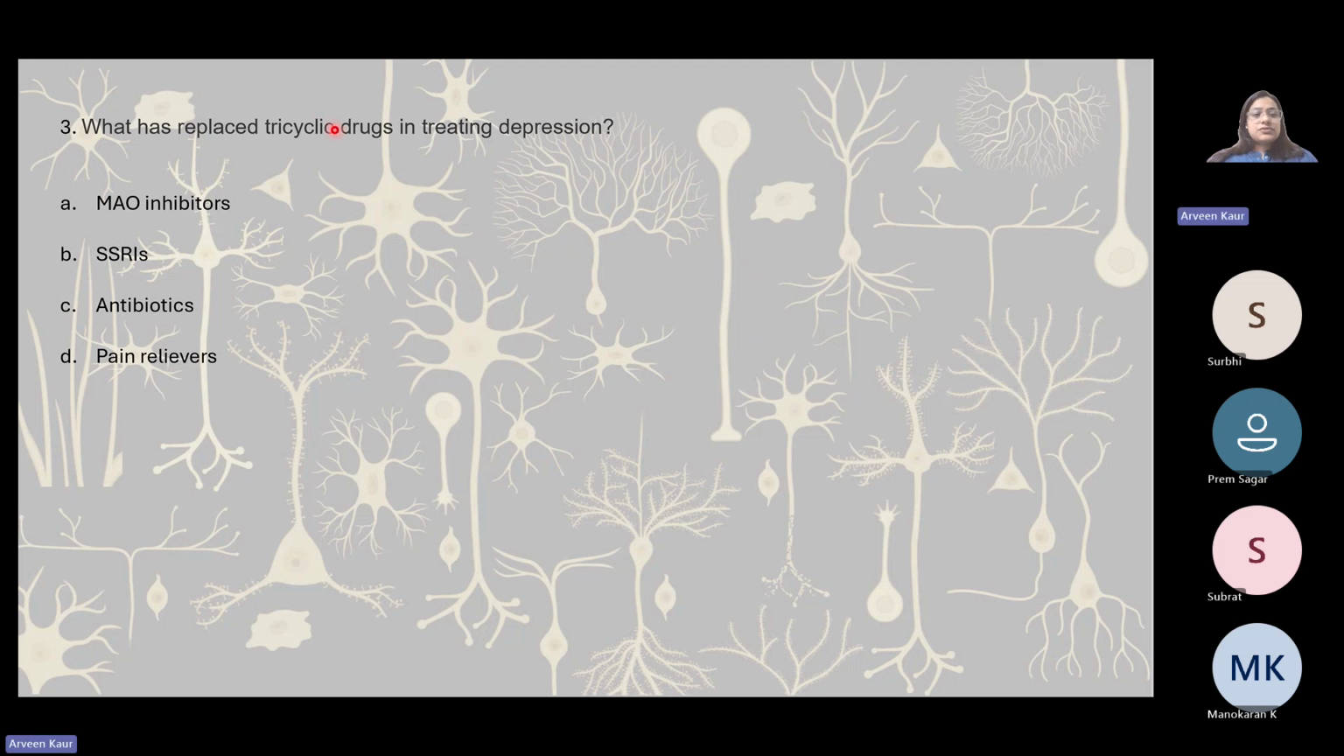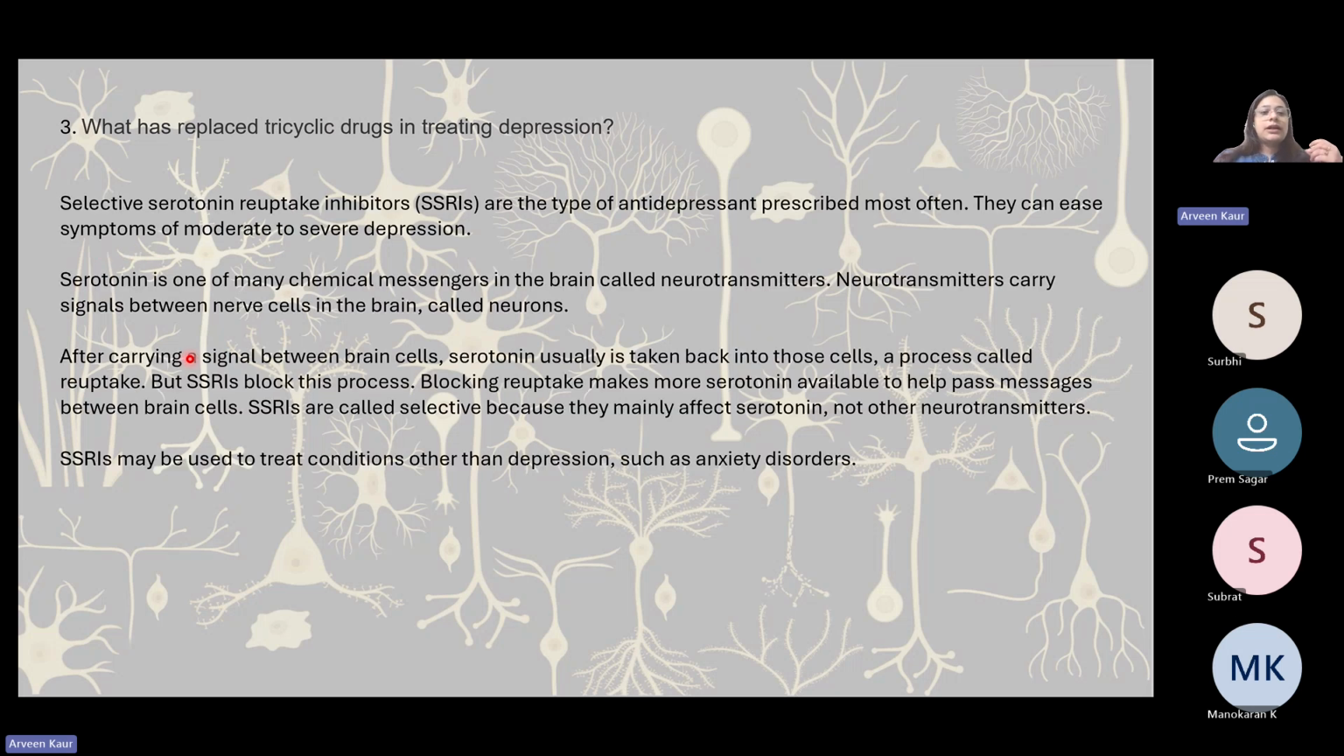What has replaced tricyclic drugs in treating depression? So, is it MAO inhibitors or SSRIs or antibiotics or pain relievers? Right? So, the class of drugs that you might have heard of and that is most commonly used right now for treating depression is actually SSRIs, right? They do not have a lot of side effects also. That is one key point, which is why they are used very much, right?